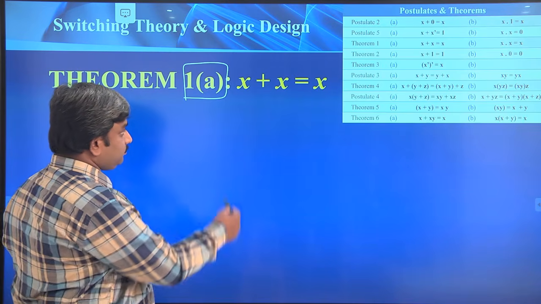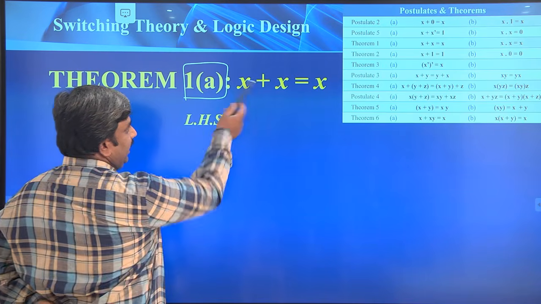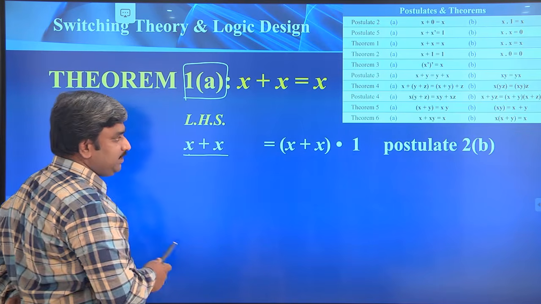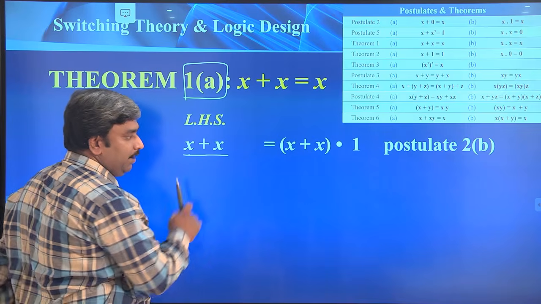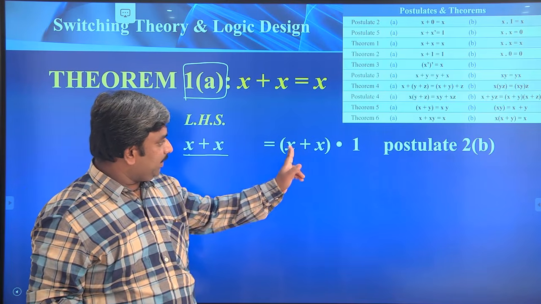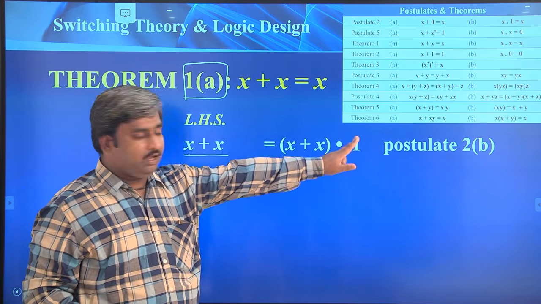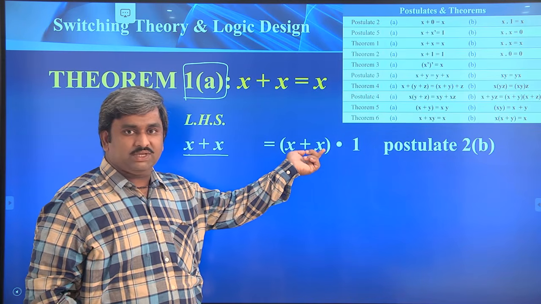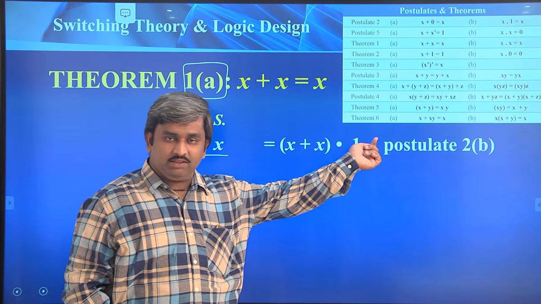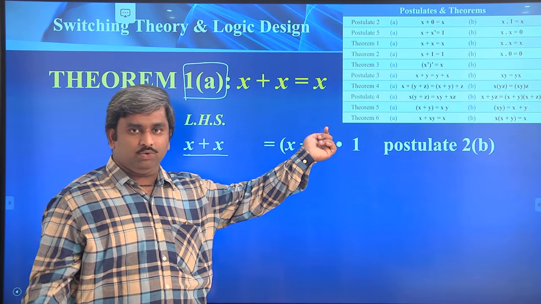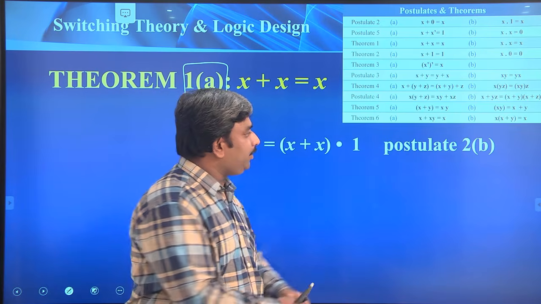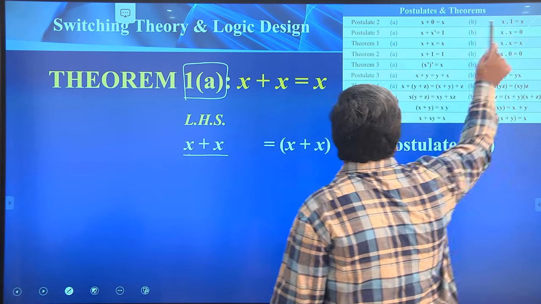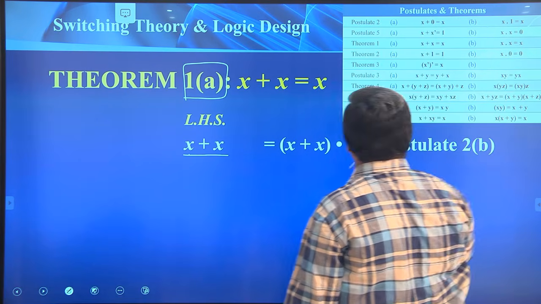Right. So here, first take the LHS, that is x plus x. I am writing x plus x into 1. So consider x plus x is equal to some y. y into 1 is equal to y. So we know the property from postulate 2b: x into 1 is equal to x.